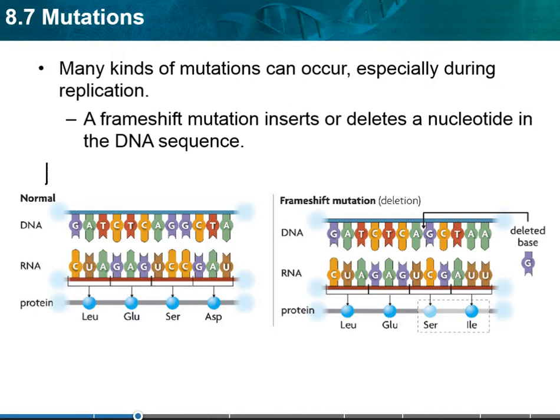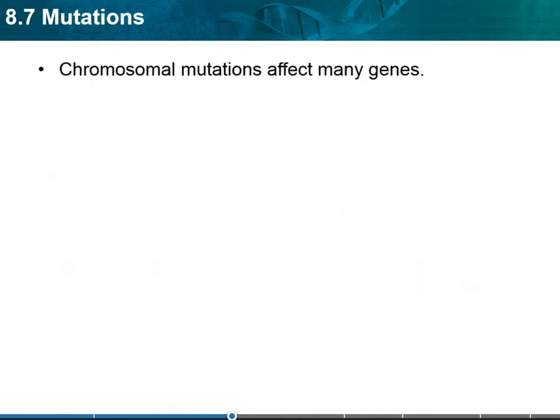So once again, here's your normal. What it should have been, it was the LEU, GLU, SER, ASP, and then you can see frame shift. It deleted a base here. It deleted a guanine, and it ended up shifting everything. All the reading frames are off on it, so that's why it's called a frame shift mutation. So you ended up with LEU, GLU, SER, ILE, and it would have just kept on going down that line of having things be incorrect. So that's a frame shift mutation.